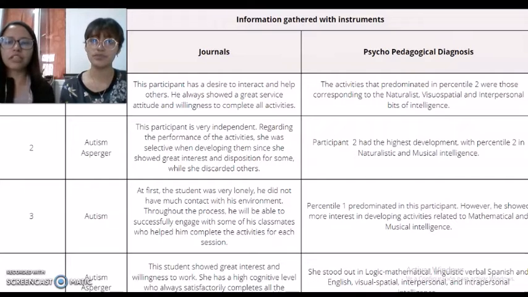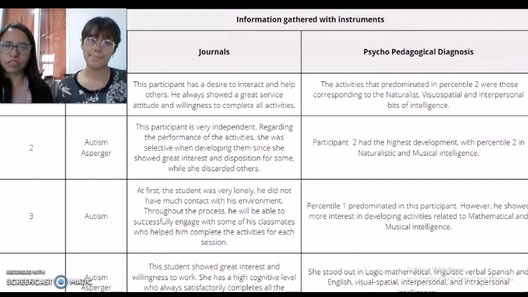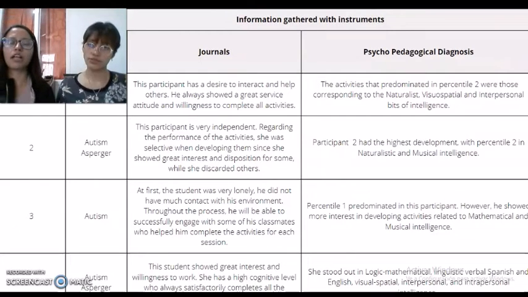Well, regarding the journals, it was also per participant. In the first one, we can evidence that he has a great service attitude. He was always willing to complete each activity. The second participant was very independent during the whole process, but at the beginning she was too close with her school staff, but she was evolving every single time.